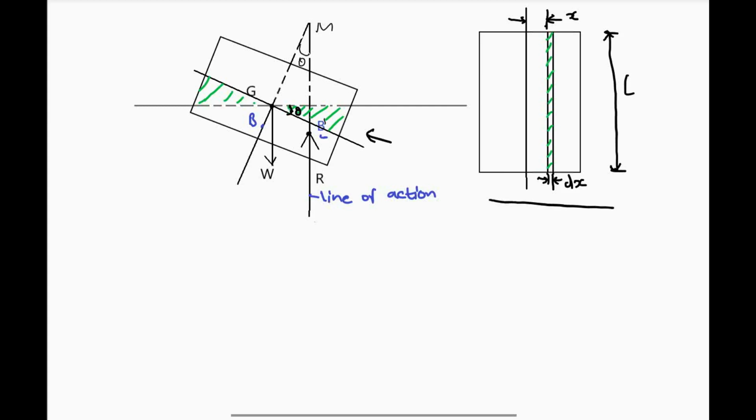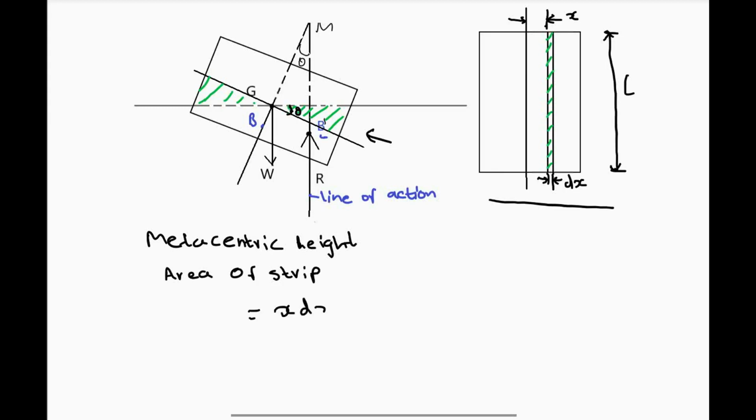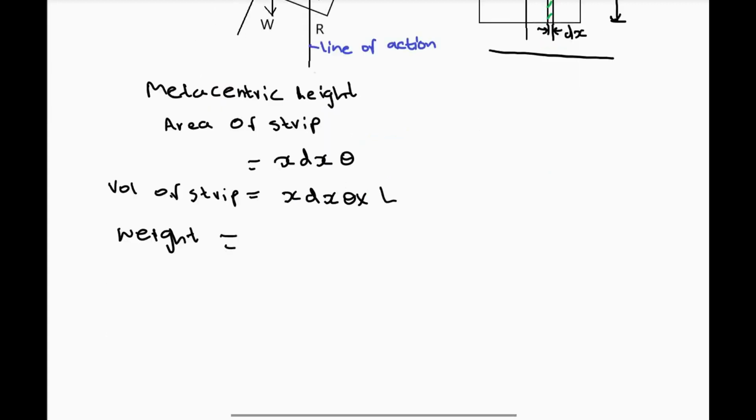Now I'm going to find the metacentric height by first finding the area of that one strip. The area of that one strip will be equal to h times dh times the angle of the tilt. The volume of this strip will be equal to that area times the length, so area times length gives the volume. To get the weight of this strip, it will be density times volume, so this will be rho g v, which is rho g times the volume.